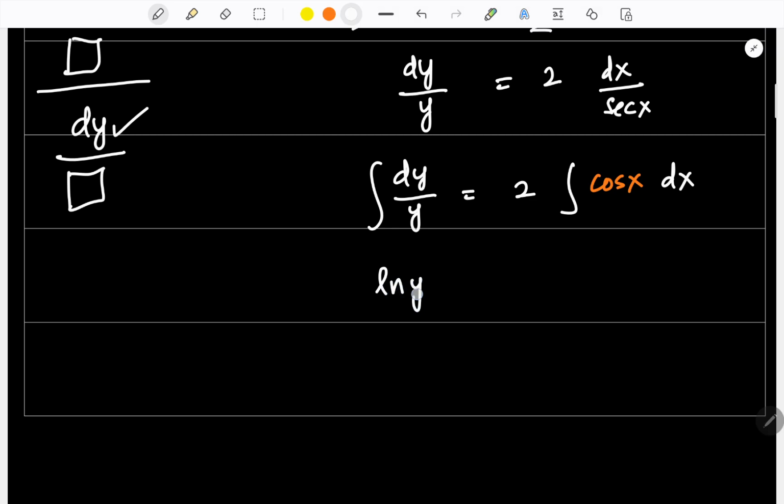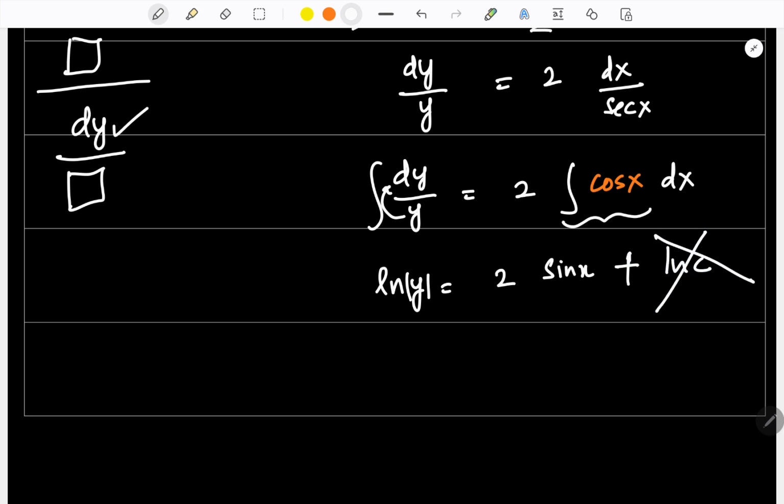So this is ln of the absolute value of y. The derivative of y is what? dy, or you can say y. So we can take ln. So 2 times, what is the integral of cos x? The integral of cos x is sin x plus an integrating constant. Can I write ln c? No.